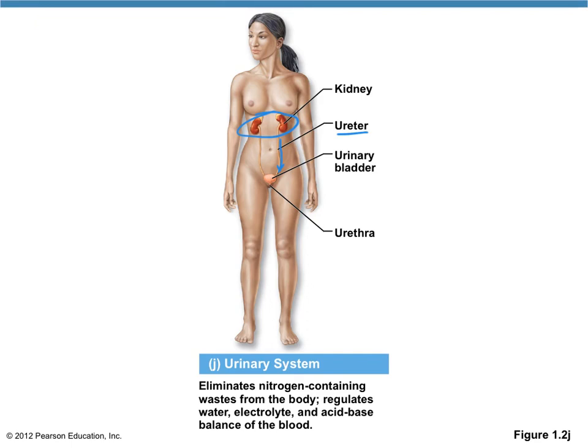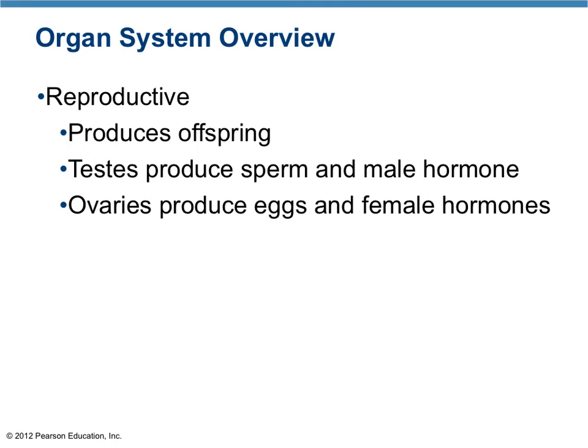That is all nitrogenous waste, so the kidneys filter the blood and they pull out nitrogenous waste, and then you can eliminate it. And the last system we're going to talk about, which is the last system that we need to study, is the reproductive system. This is the system that produces offspring. Testes produce sperm and male hormone. And then in females, ovaries produce eggs and female hormones. The sperm and the egg cells are both reproductive cells.